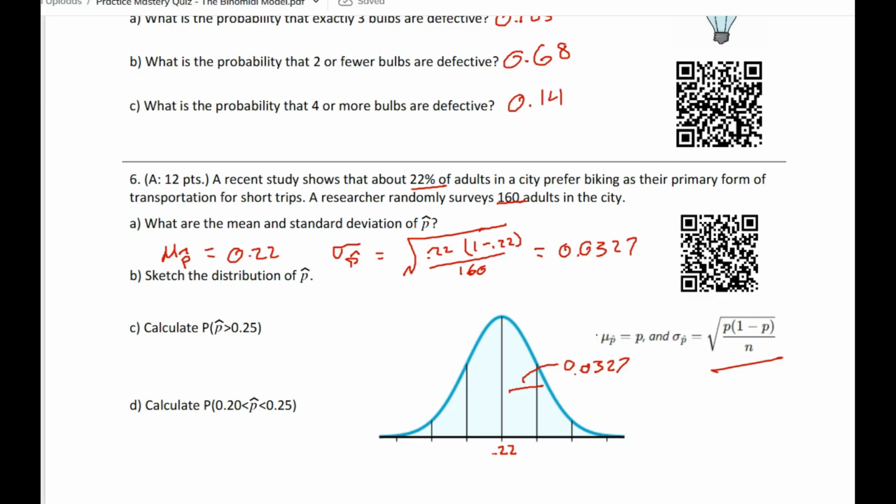So let's record those answers here. Here we go. This one ended up being about 0.18, and this one ended up being about 0.55. And that's the practice mastery quiz. Okay, good luck on it.